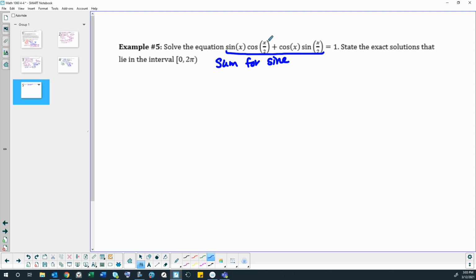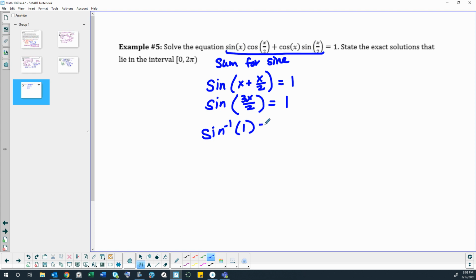So that would mean x is alpha and x over 2 is beta. So we could rewrite that whole thing as sine of x plus x over 2 equals 1, which simply means 3x over 2 equals 1, which means the inverse sine of 1 equals 3x over 2, and the inverse sine of 1 only is at pi halves. That's the only answer from 0 to 2 pi.